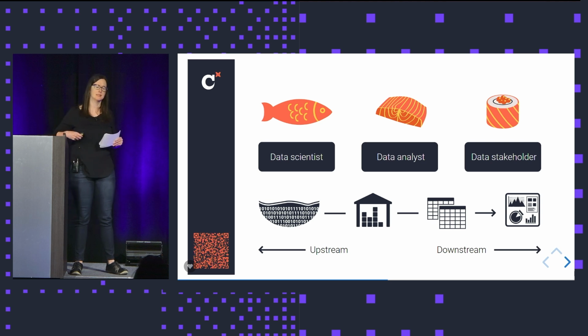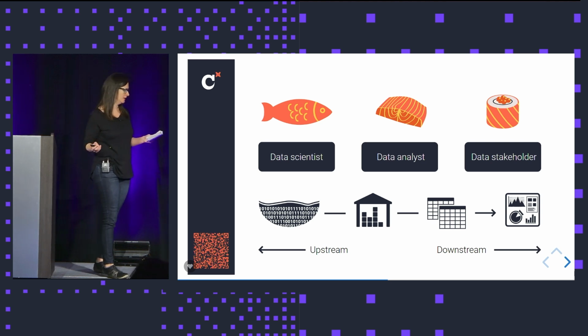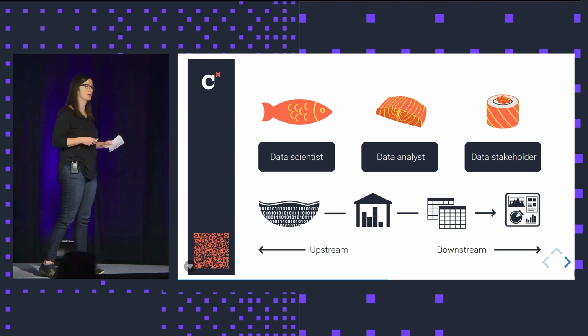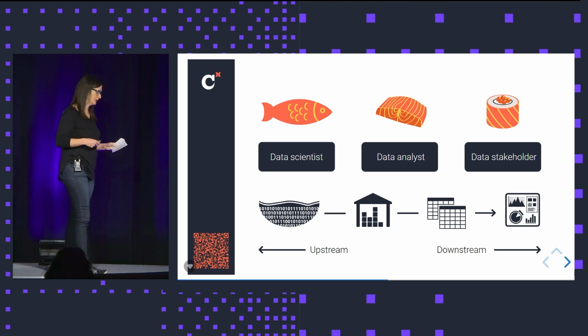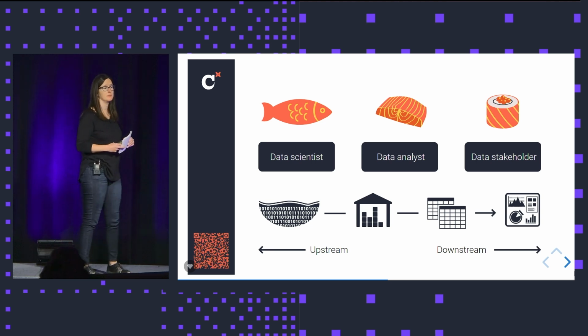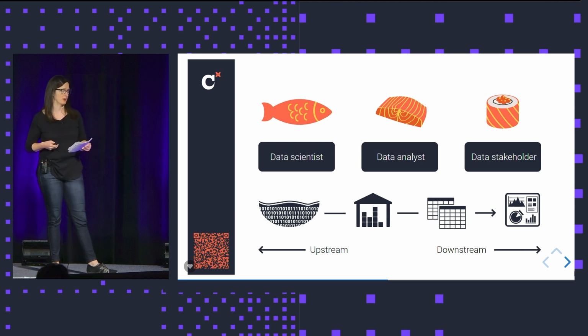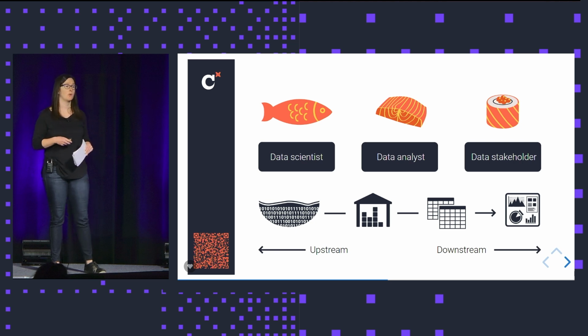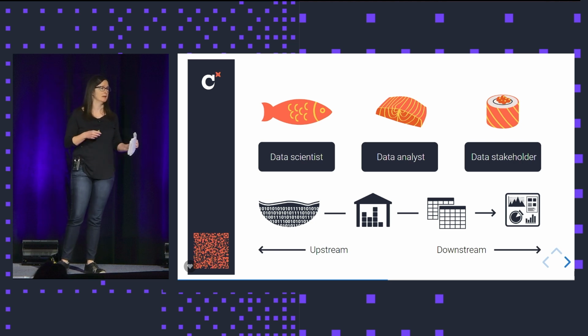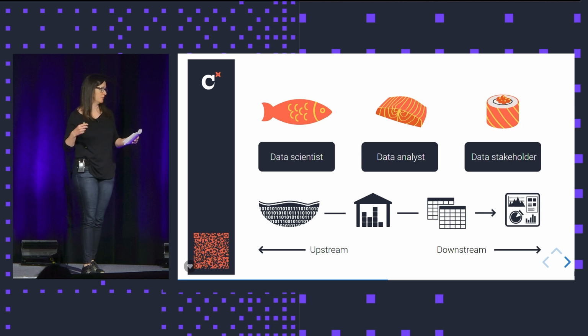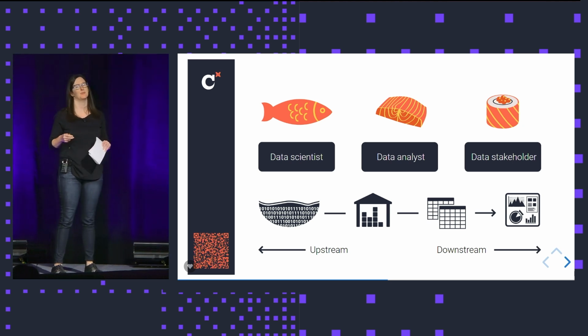Data scientists, data analysts, data stakeholders, they all source their data from the supply chain and are key consumers. However, each of them have different data needs. Data scientists typically need their data from early on in the supply chain. Their work requires data to be in its native format with no or minimal prior processing, and they really want as much data as possible.